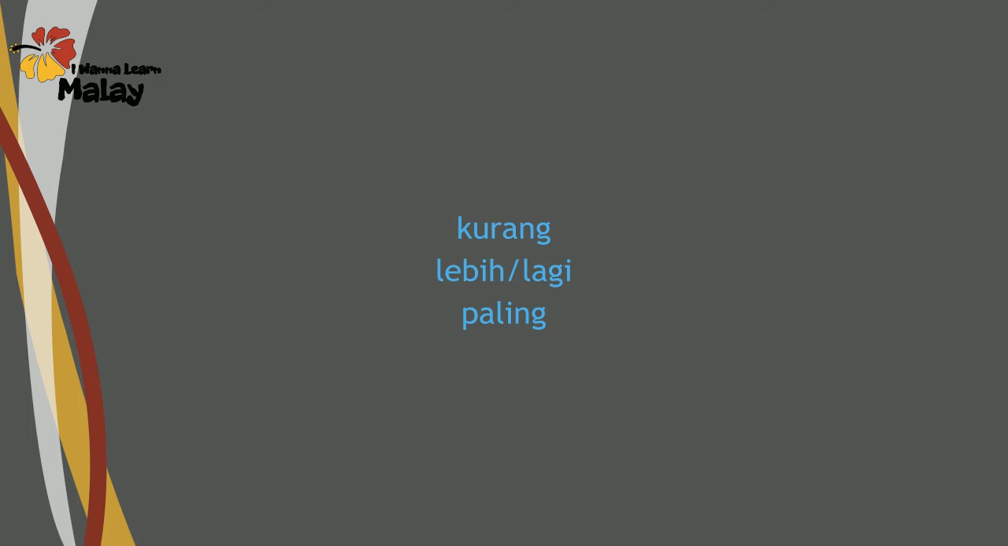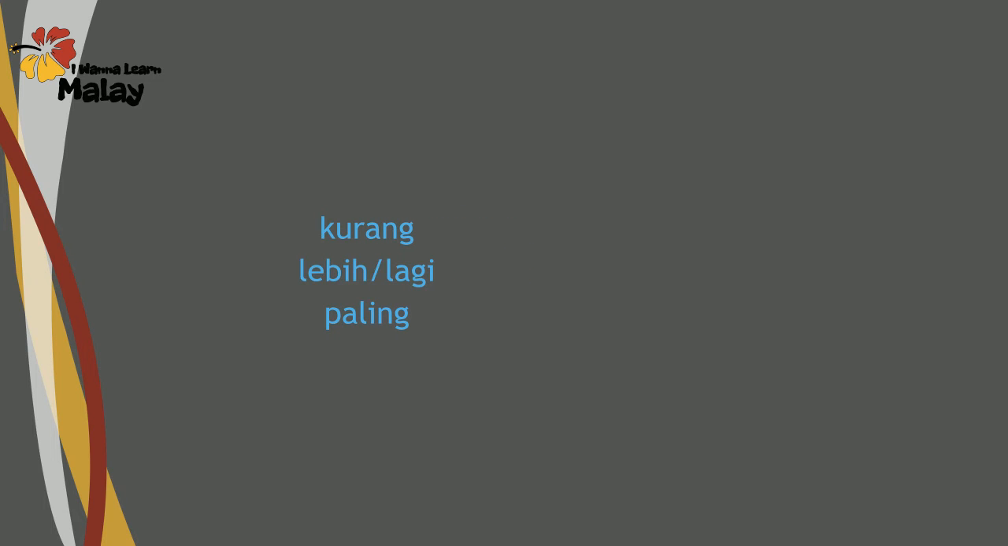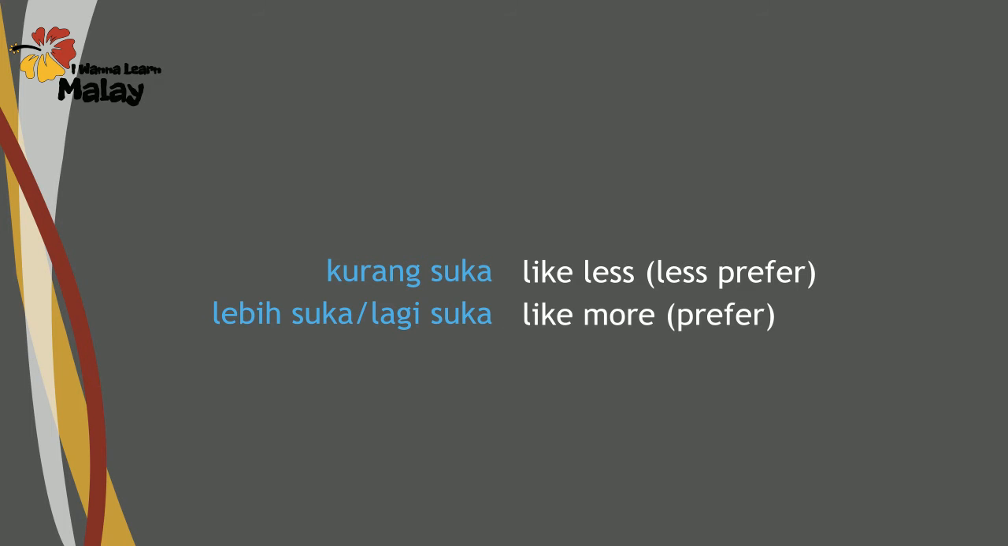The word kurang in Malay means less. Lebih or lagi means more. So if you want to convey preference, if you like something more than something else, you say lebih suka or lagi suka. Or if you like something less, it's kurang suka. Or if you don't like something, it's tak suka.